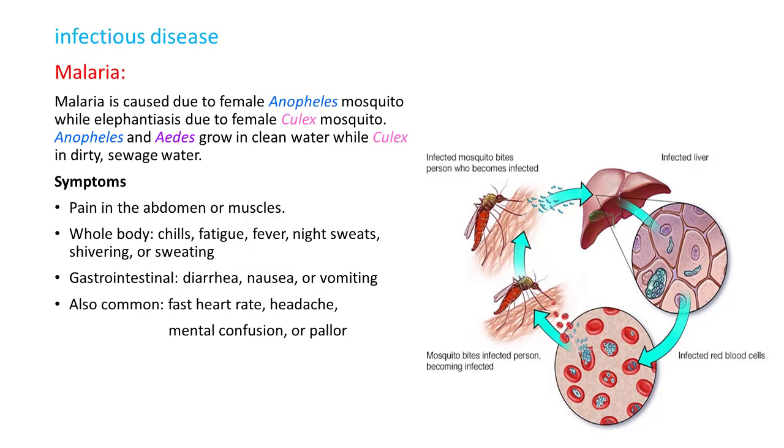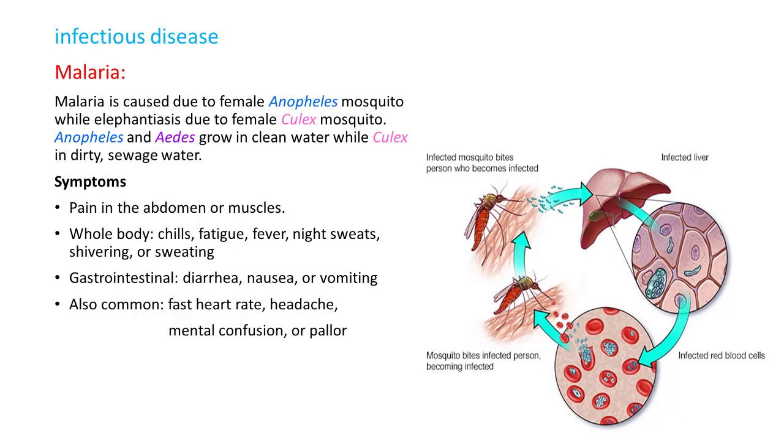Other diseases caused by mosquito bite. Malaria is caused by the female Anopheles mosquito that grows in clean water. Elephantiasis is a disease caused by the female Culex mosquito which grows in dirty sewage water.